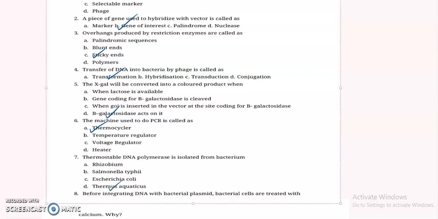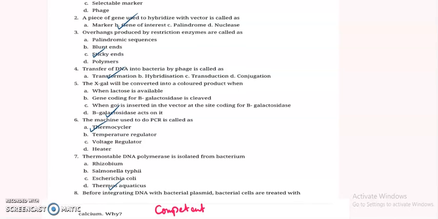Before integrating DNA into the bacterial plasmid, bacterial cells are treated with calcium. Why? Bacterial cells are treated with calcium to make them competent, because DNA is hydrophilic in nature and it cannot penetrate like this. They are treated with calcium to make them competent, and this helps in DNA insertion into a cell. You have also read about the heat shock treatment, where high temperature, low temperature, then high temperature is again given, right? So this is the answer to question number 8.